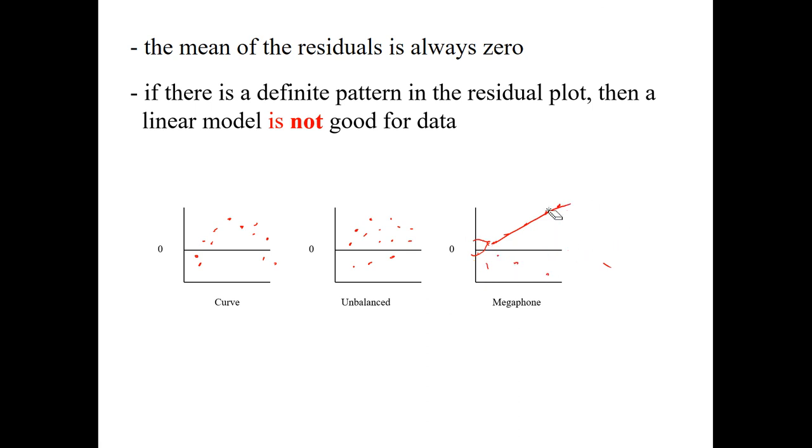But anyways, if you see a pattern that looks like this, to where as you're moving out, the residuals are getting bigger and bigger and bigger. If the residuals are getting bigger as x gets bigger, then that means that this model will be good when x is small. So you're making good predictions. You've got some positive, some negative, so that's good.